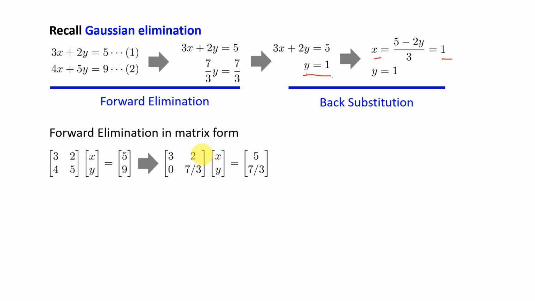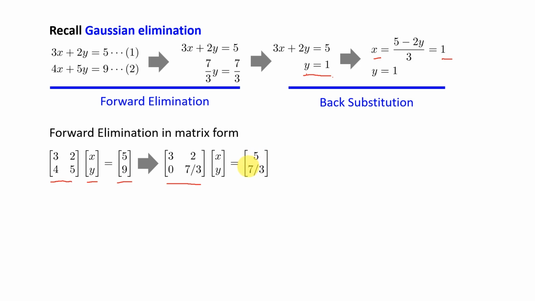Now I can write this entire process in matrix form in a way that I start from this 3, 2, 4, 5 coefficient matrix multiplied by the column vector x, y equals column vector 5, 9. And at the end of forward elimination, it is transformed to the 3, 2, 0, 7/3 coefficient matrix multiplied by the column vector x, y equal to the column vector 5, 7/3.